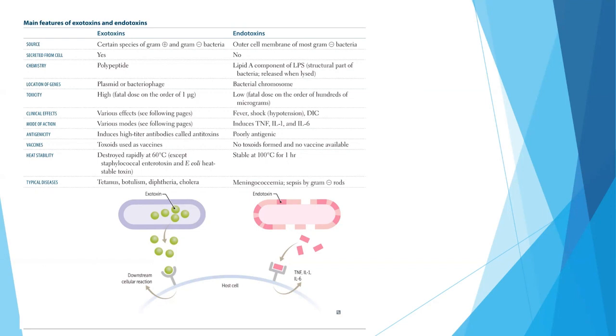Now, exotoxins are generally polypeptides, whereas endotoxins are lipopolysaccharide, or lipooligosaccharide, which is the lipid A component. The genes are present in the plasmid or bacteriophage in case of exotoxins, and in the bacterial chromosome in case of endotoxins. Exotoxins have a high toxicity, whereas endotoxins have a low toxicity. That is, the fatal dose is on the order of hundreds of microorganisms.